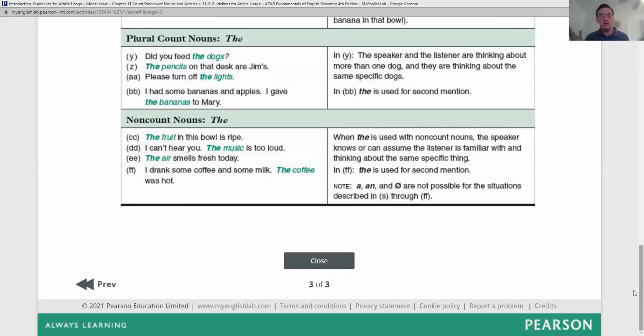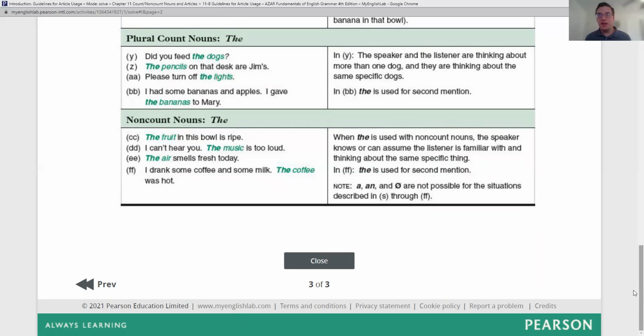Did you feed the dogs? So maybe my wife and I have 3 dogs. I want to know, did she feed all 3 of our dogs. Those are specific dogs. So did you feed the dogs? The pencils on that desk are Jim's. So not any pencils or just some pencils, but the specific pencils that I see right there, those pencils, the pencils are Jim's. They belong to Jim.